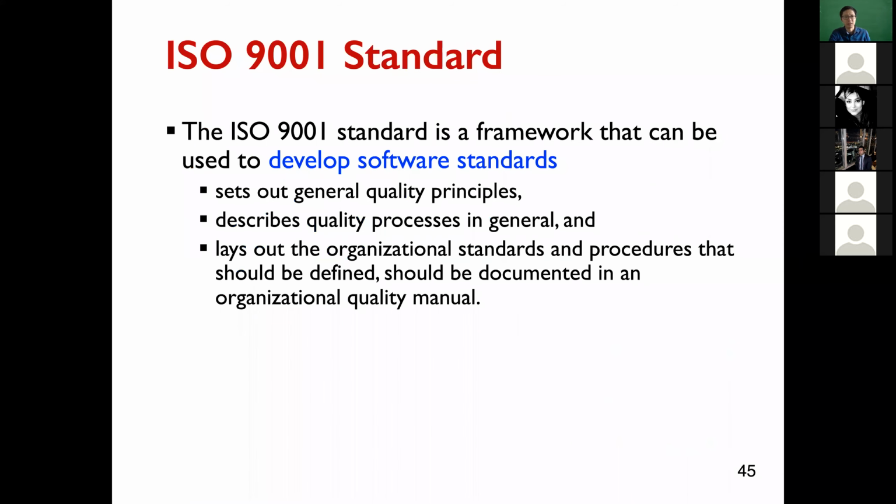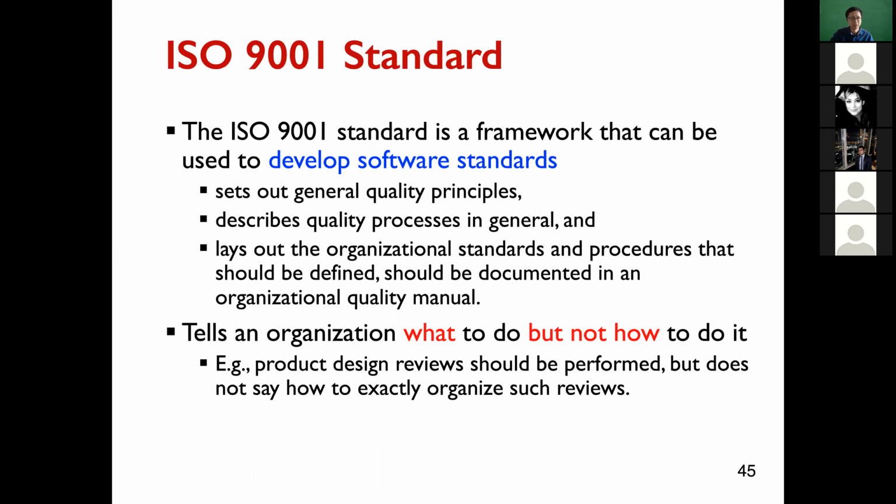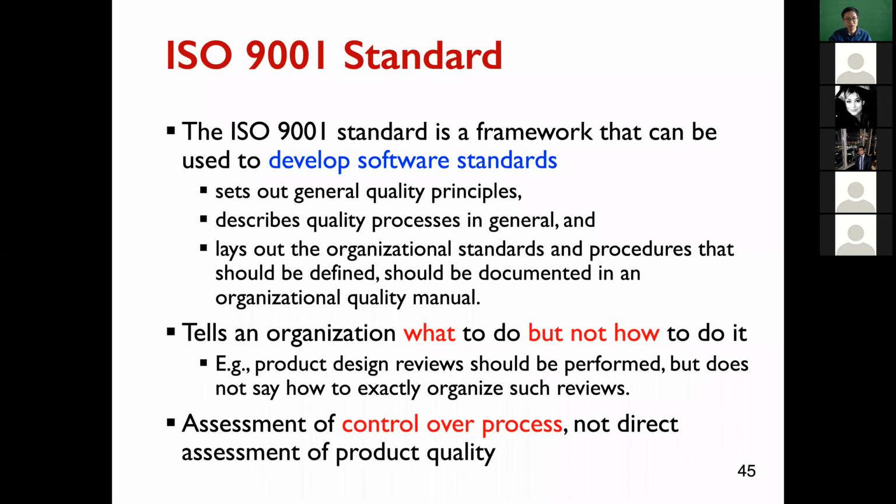As we say, the ISO 9001 standard can be used to develop software standards. It is not a software standard. It can be used to develop software standards. Basically, this standard tells an organization what to do, but not how to do it. For example, it tells the organization that design reviews should be performed, but it doesn't say how exactly to organize such reviews. So this is the general ISO 9001 standard.